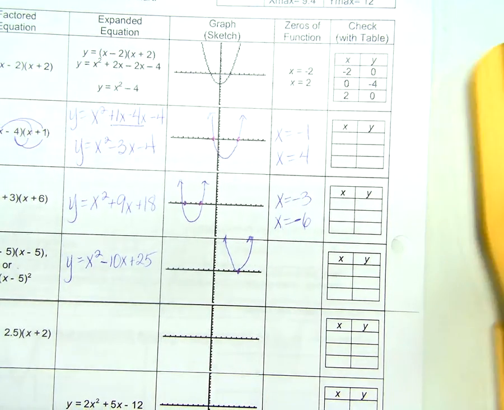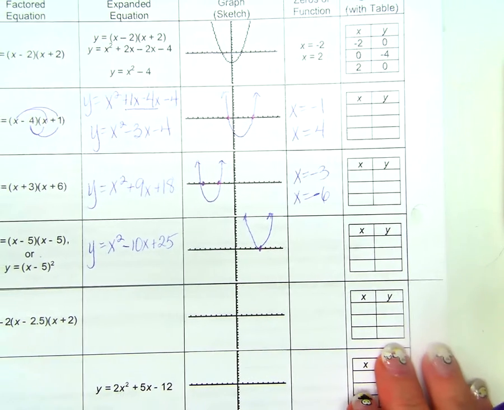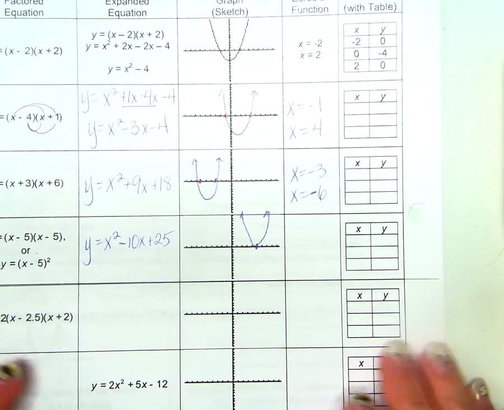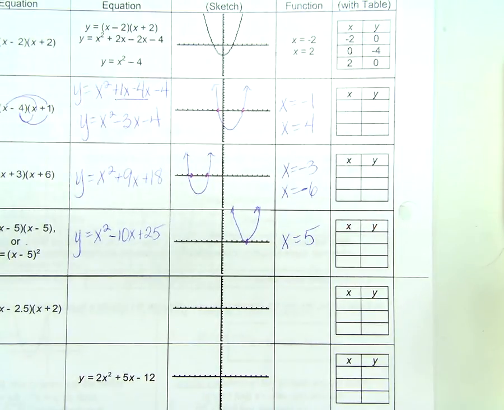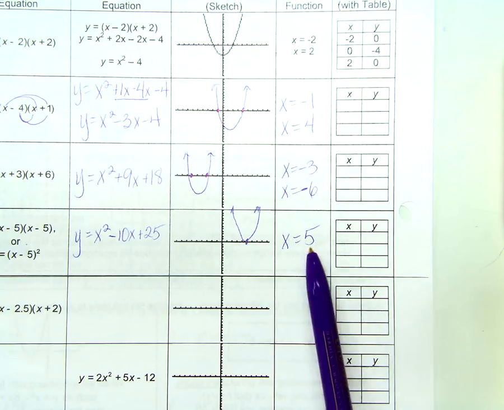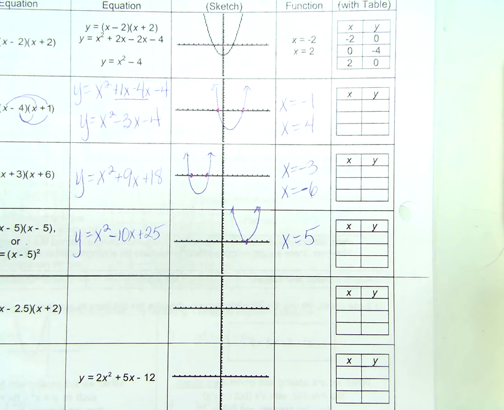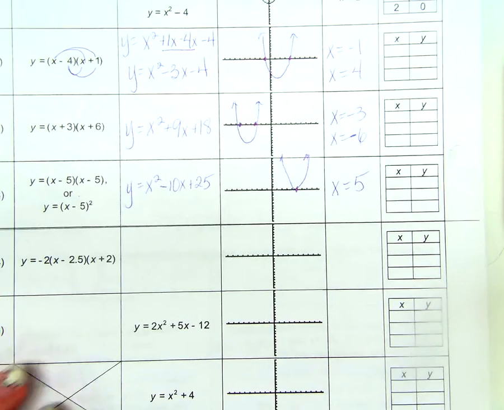So where are my zeros? X equals 5? Because my zeros are where the parabola crosses the, yes, x-axis. If it only touches in one place, is it okay for me to have 1 zero? Yeah, absolutely. Okay. Or what about number 4?